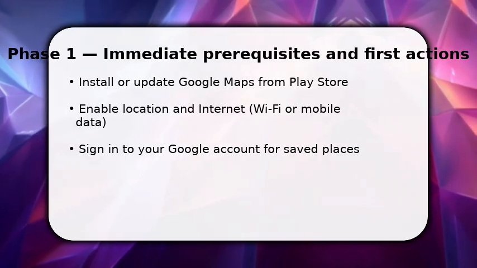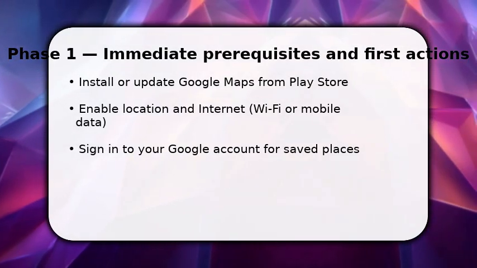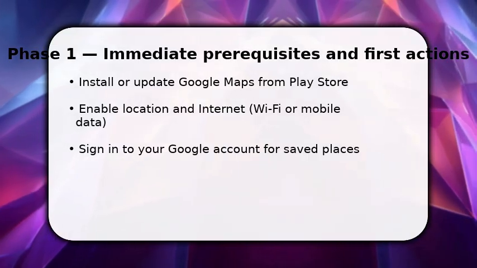Tap the place card or hold a map point to drop a pin, then look for the Street View thumbnail. This is the first button that takes you into the panoramic view.